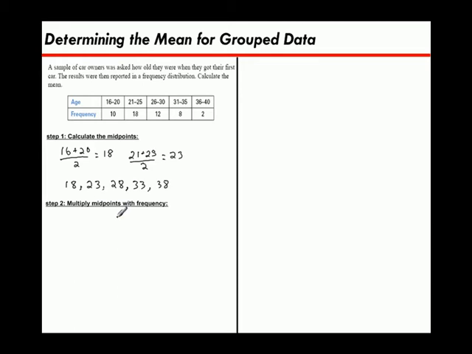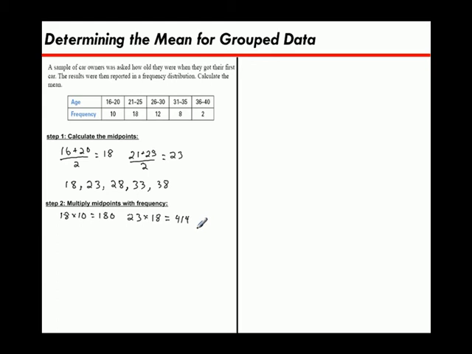Now that we've found our midpoints, the next step is we need to multiply them with the frequency. So for example, the midpoint for this interval was 18, and it occurred 10 times. So we're going to multiply 18 times 10, which gives us 180. And let's repeat that calculation for the next interval. The midpoint was found to be 23, and it occurs 18 times, which gives us 414.